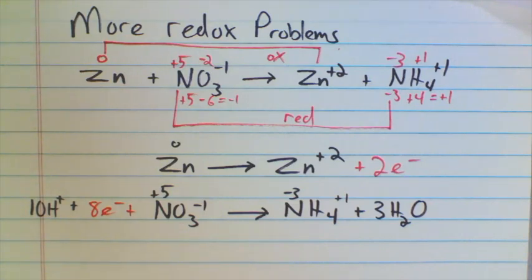Find the lowest common multiple for electrons. So what's our lowest common multiple here? 2.